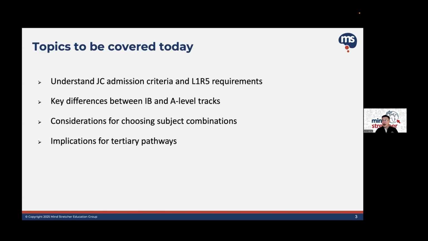Some of you may be aware that there are also some adjustments to the university admission score, the UAS, which we previously knew as the rank points. It does affect the subjects you take in JC, the amount of effort you have to put into them, and so forth. Later on we'll touch a bit on that too.